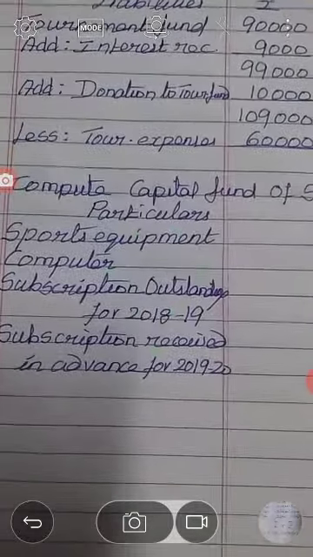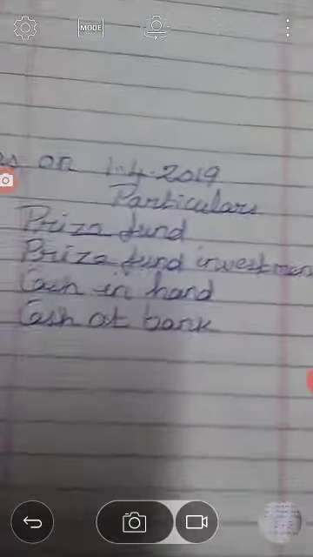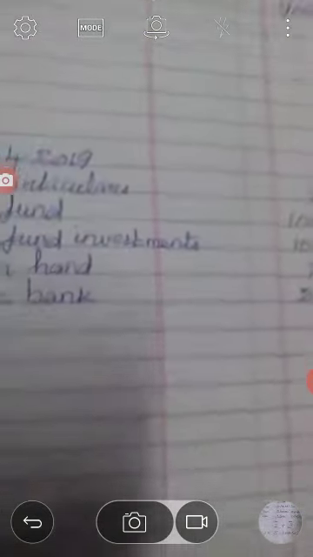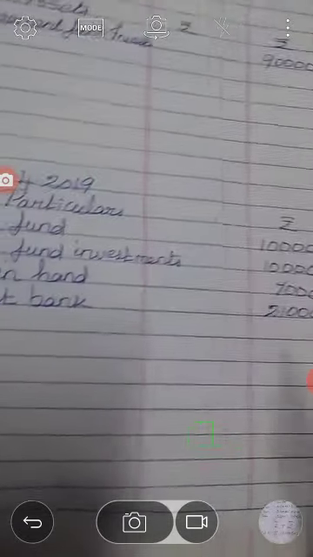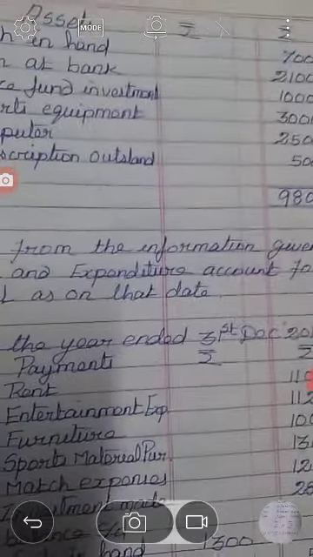Here the sports equipment 30,000, then computer, then subscription outstanding for 2018-19, then subscription received in advance 2019-20, then here prize fund investment, cash in hand and cash at bank. So in the sum you have to find out the capital fund. Balance sheet as on 1/4/2019. On the liability side rupees, then assets rupees. First you have to write the cash in hand and cash at bank on the asset side. Cash in hand 7,000, cash at bank 21,000. These two items should appear on the asset side.